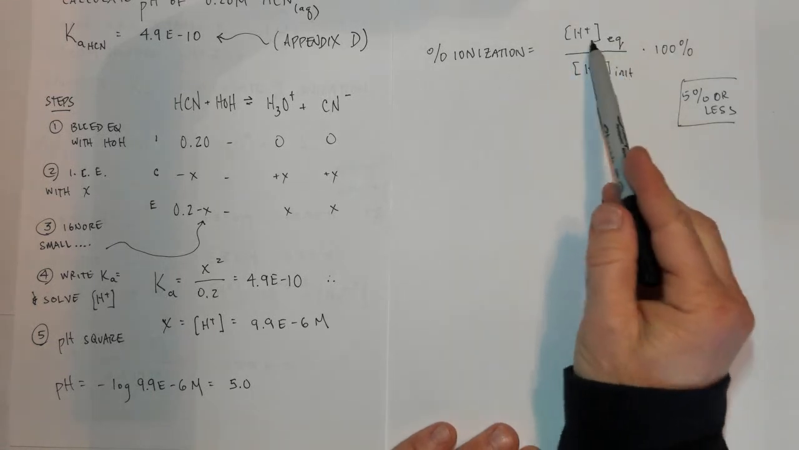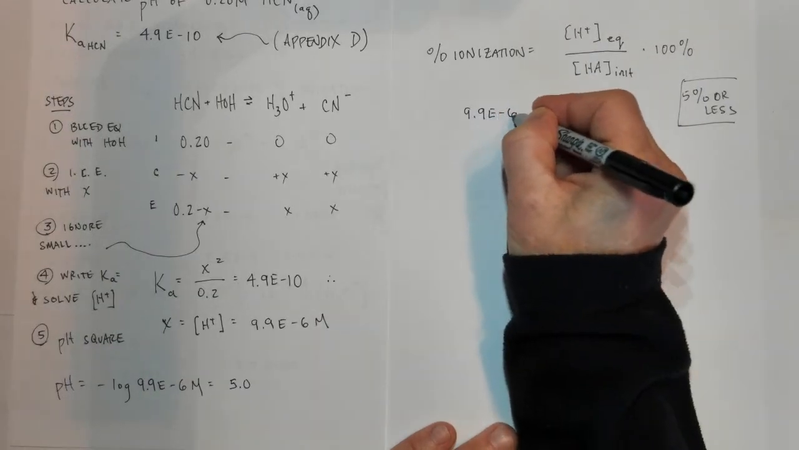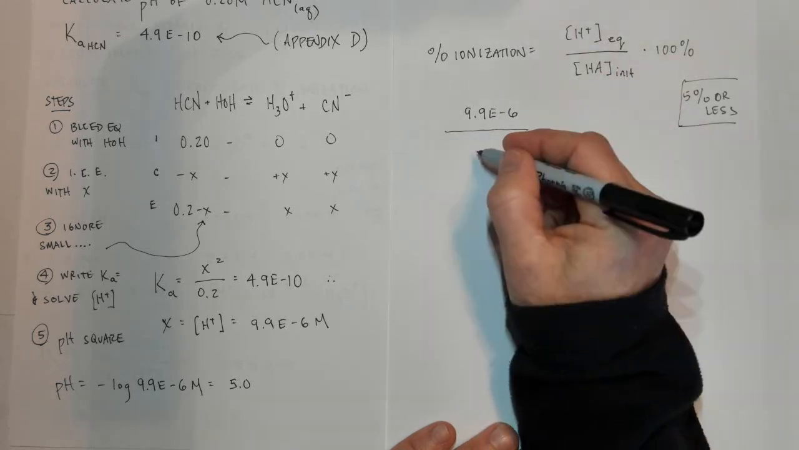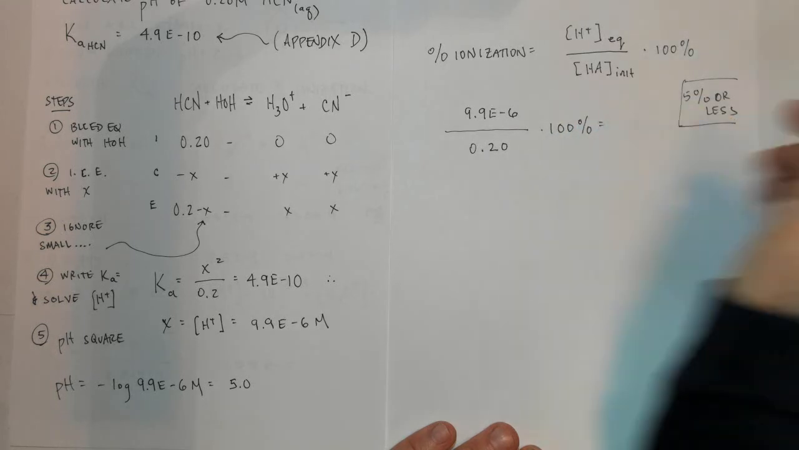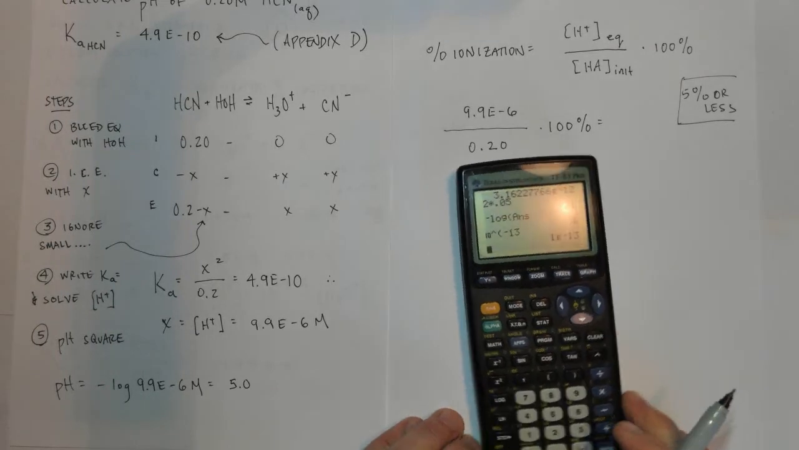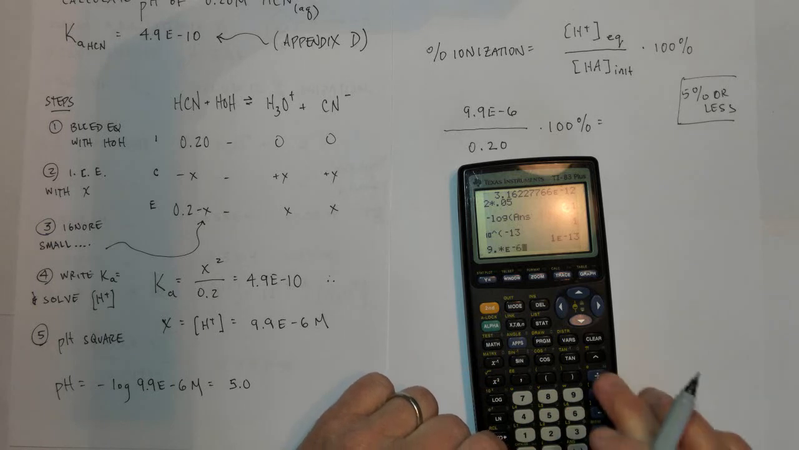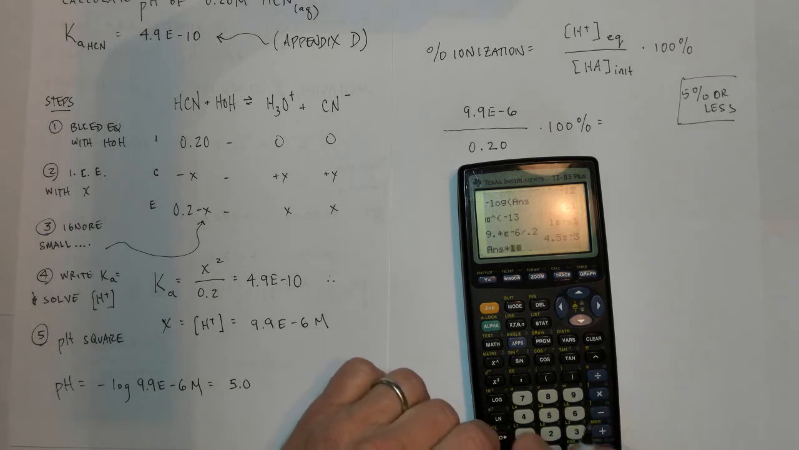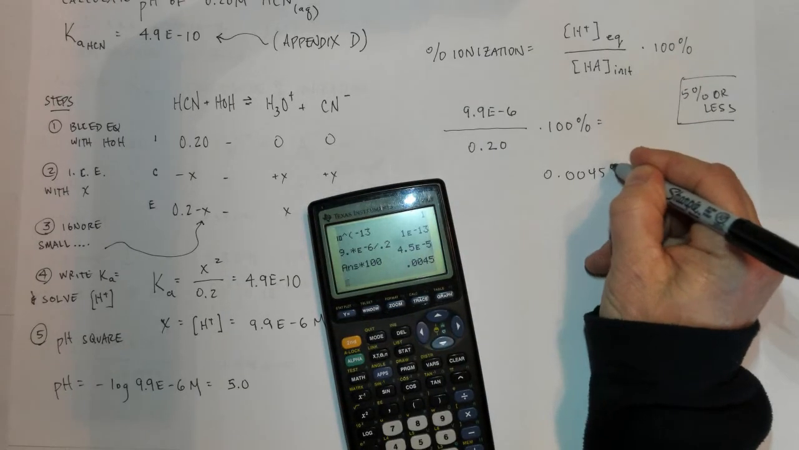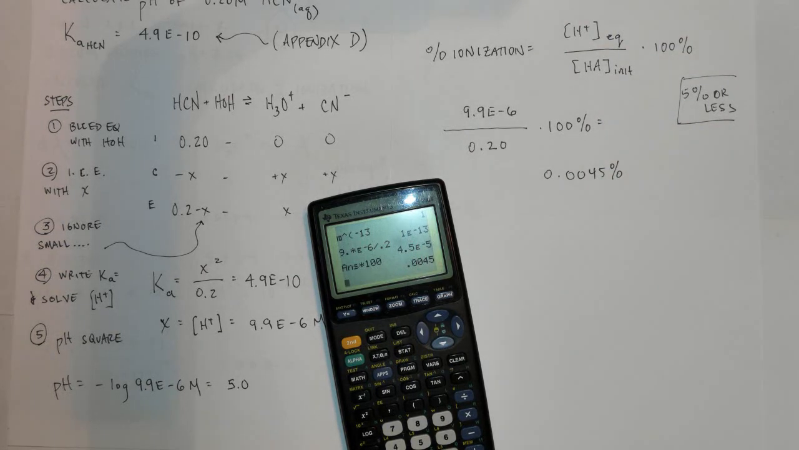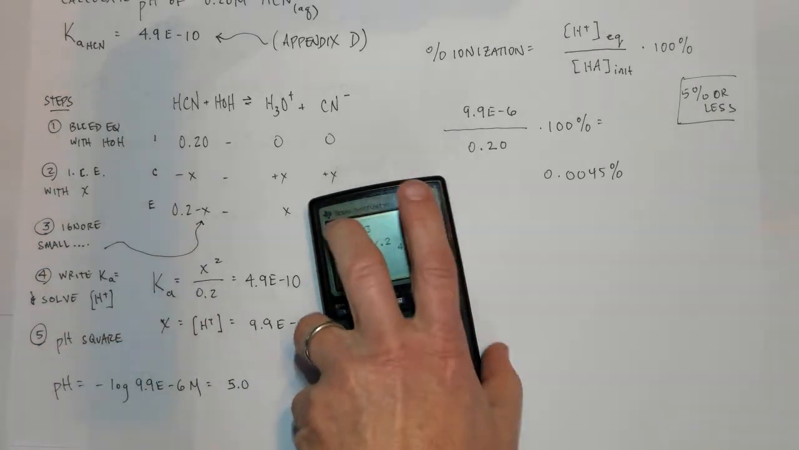For this, the H plus ion concentration at equilibrium is 9.9 times 10 to the negative 6th, and the HA original was 0.2, and then we'd multiply by 100%. Let's try this on our calculator for a second. 9.9 enter exponent negative 6 divided by 0.2, enter, times 100. It ends up we have 0.0045%, not very much ionization at all. Since it's less than 5%, it's very fair to ignore this X.